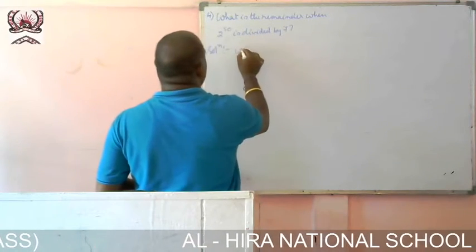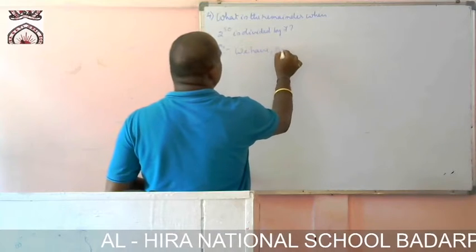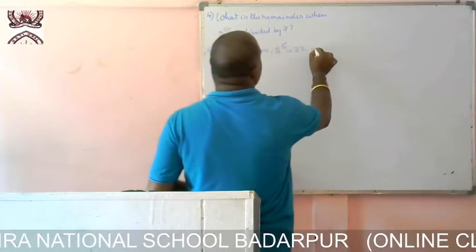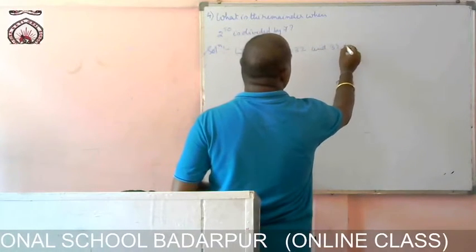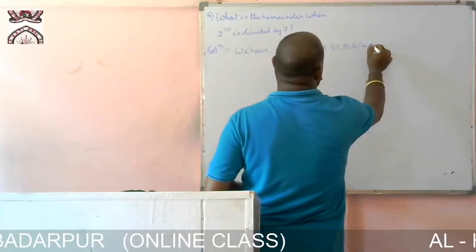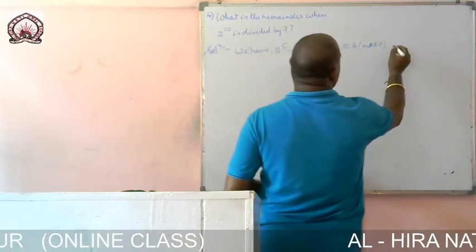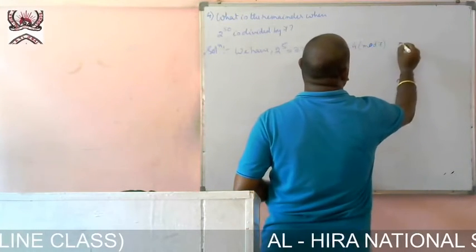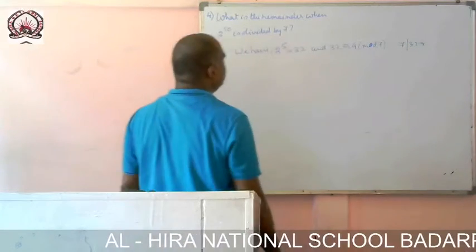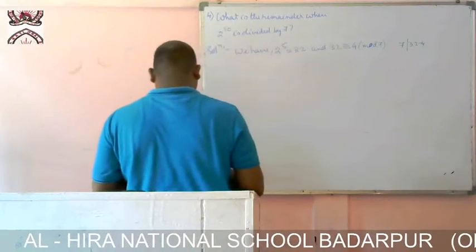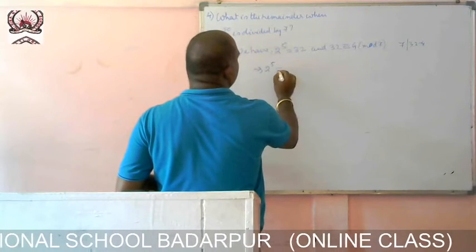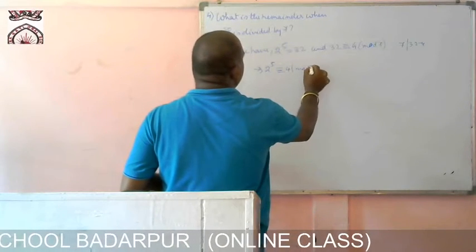Now when 2 to the power 50 is divided by 7. We know 2 to the power 5 is equal to 32, yes or no? And 32 is congruent to 4 mod 7. So 7 divides 32 minus 4, 32 minus 4 is 28. So 2 to the power 5 is congruent to 4 mod 7. Clear?